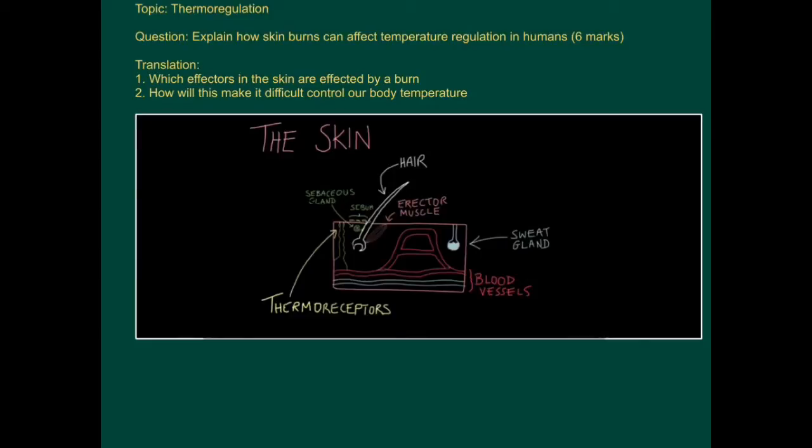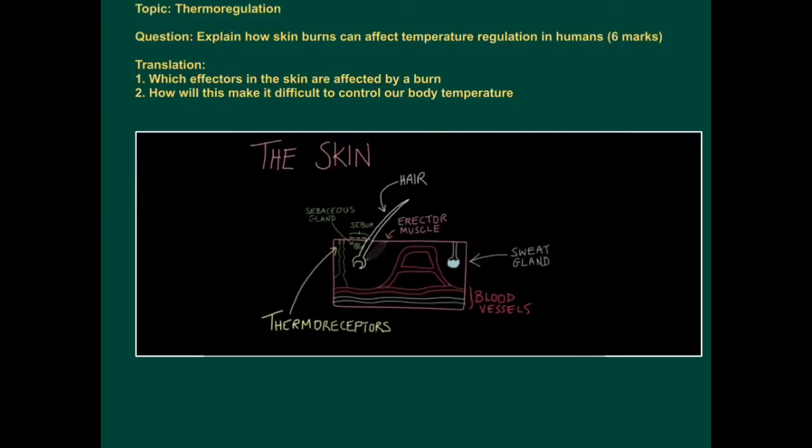of your comfort zone. The translation would be, which effectors in the skin are affected by a burn, and how will this make it difficult to control our body temperature? So, which effectors exist in our skin that help us control our body temperature?